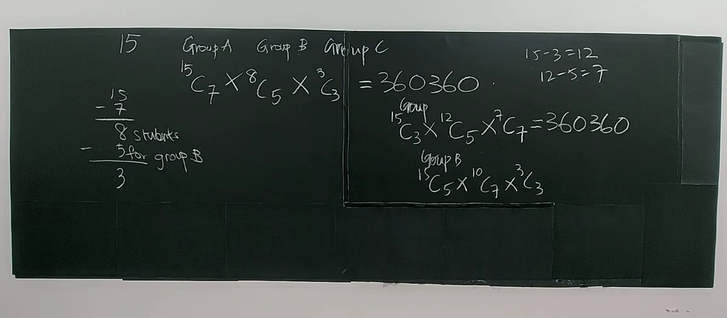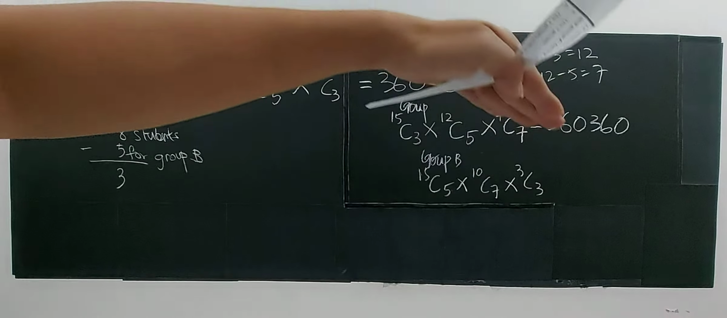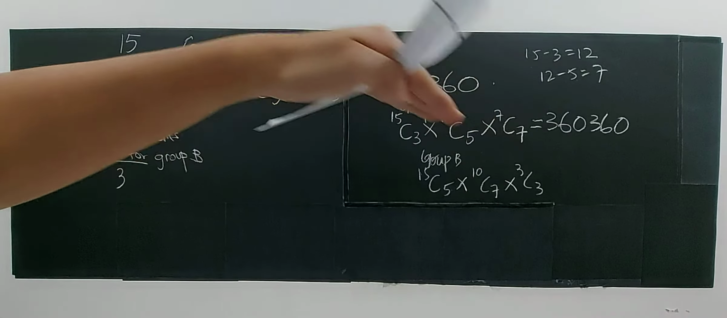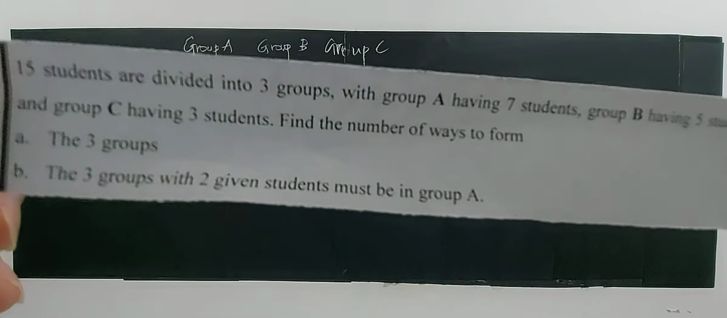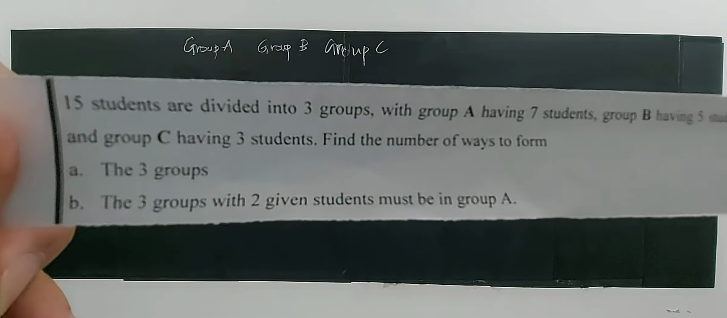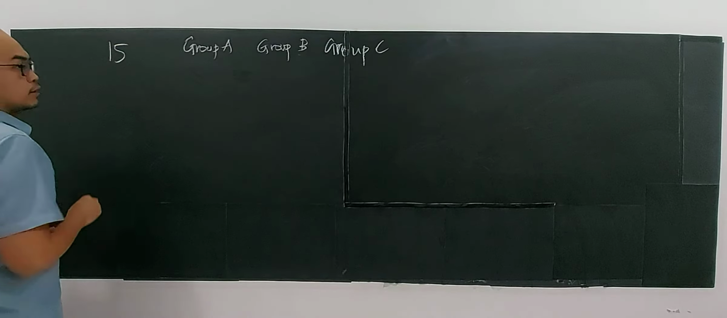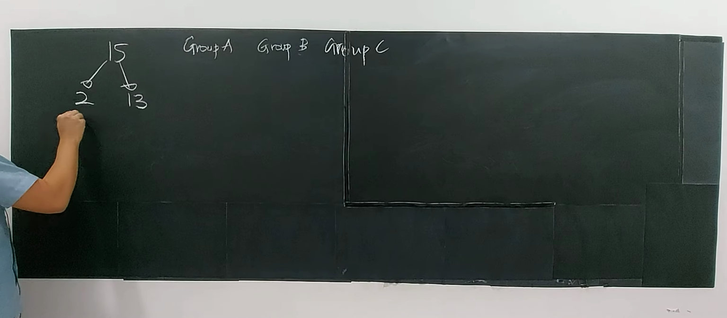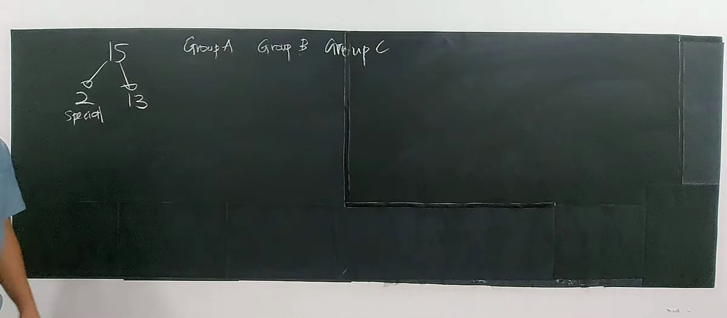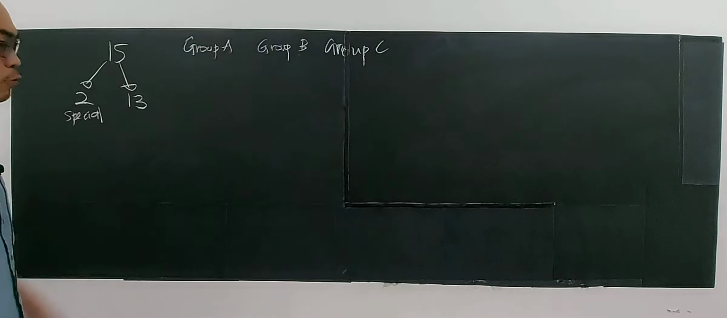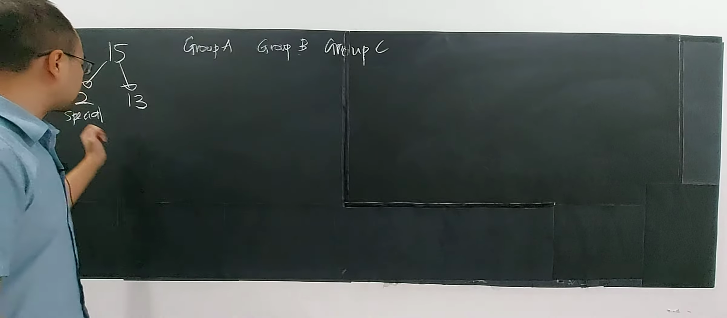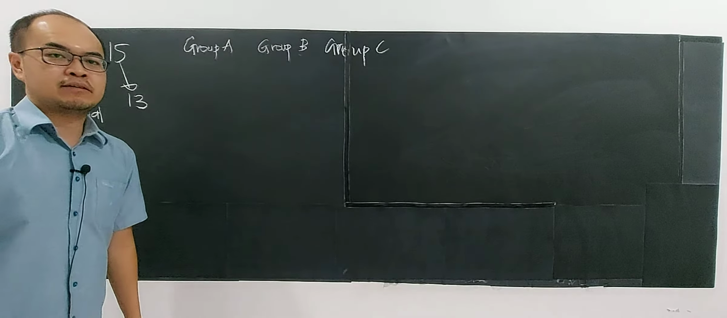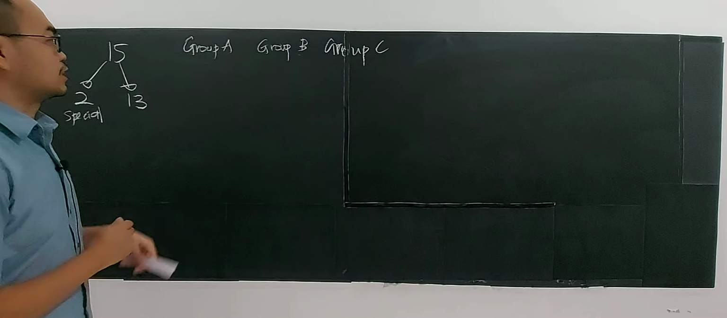Let's move on with part B. Repeat again, this 3 is acceptable. Question B: still 3 groups, with 2 given students who must be in group A. Remember, you have 15 students, so the 2 students are special together with the other 13 students. Maybe these 2 are very good at picking up rubbish in gotong royong. The teacher says these 2 must be in group A, because if they pick up rubbish, the whole school is clean. Just a situation.